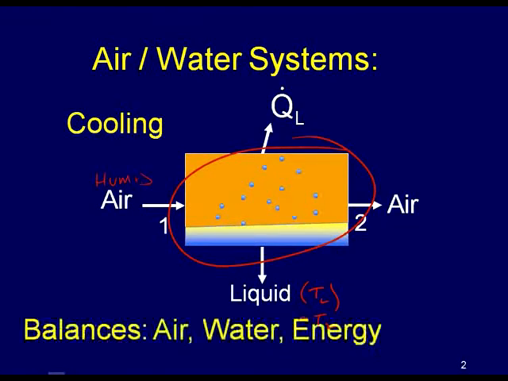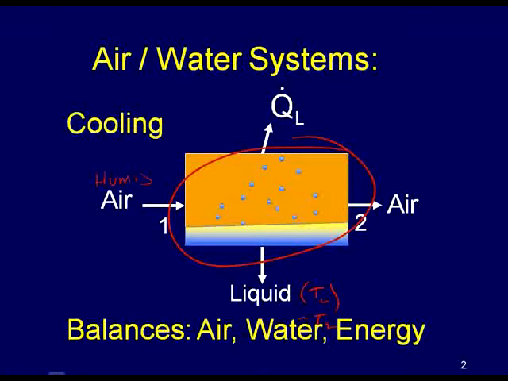The balances that we need to do are balances on the air: the air in equals the air out. On the water: the water coming in with the humid air is equal to the liquid water coming out plus the water coming out with the often saturated air leaving the evaporator.